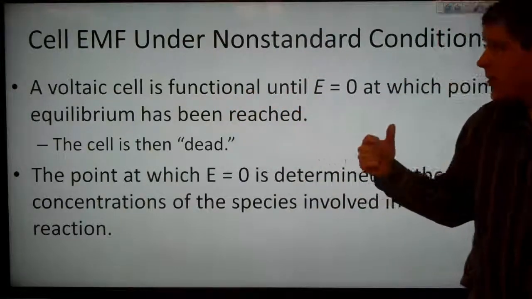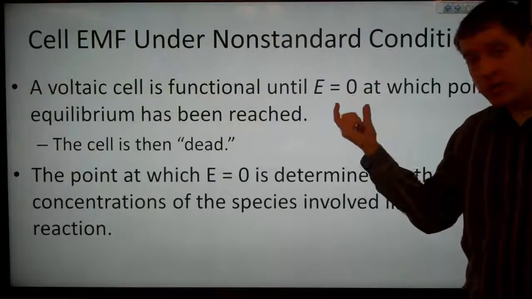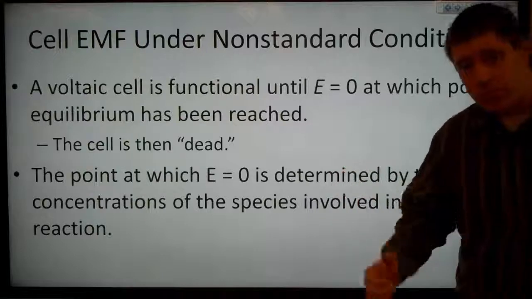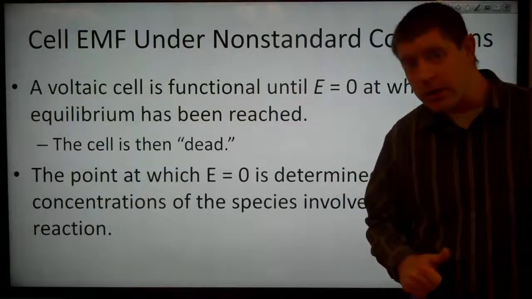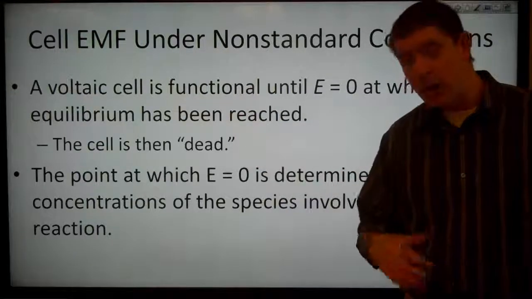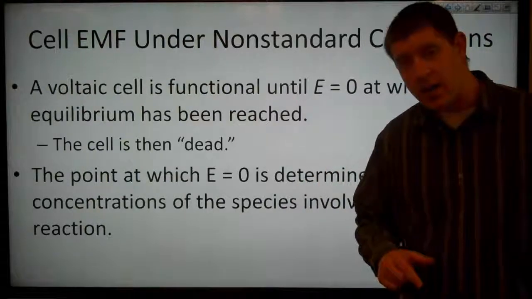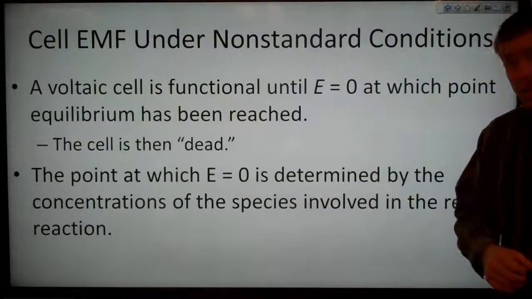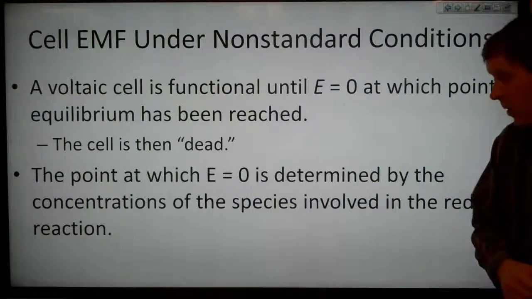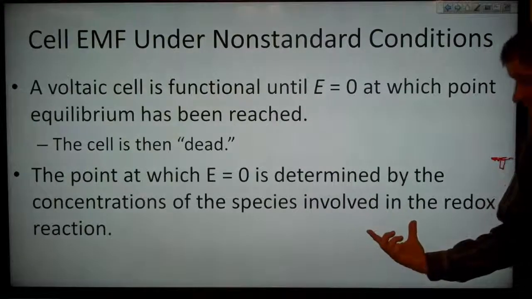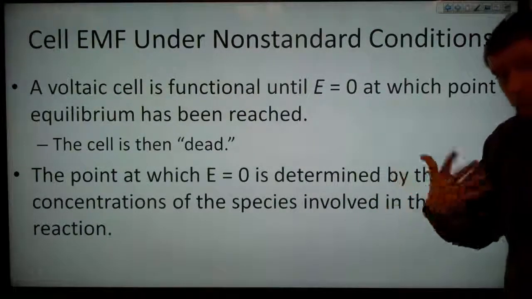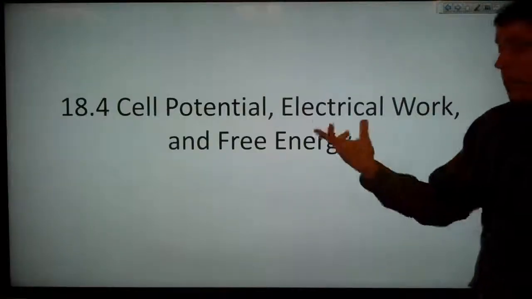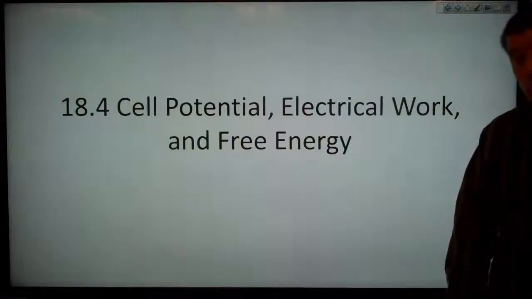So a voltaic cell is functional until the cell potential is 0, at which point equilibrium has been reached, and because our voltaic cell is a battery, essentially, our battery is dead, our cell is dead, no further reaction occurs, at least no net reaction occurs. The point at which our cell potential is 0 is determined by the concentrations of our species involved in our redox reaction. If we change one of the concentrations, then that point will change. So that was cell potential, electrical work, and free energy.